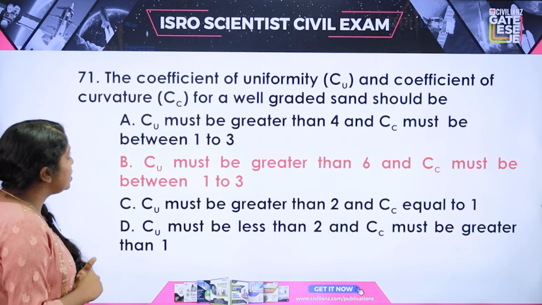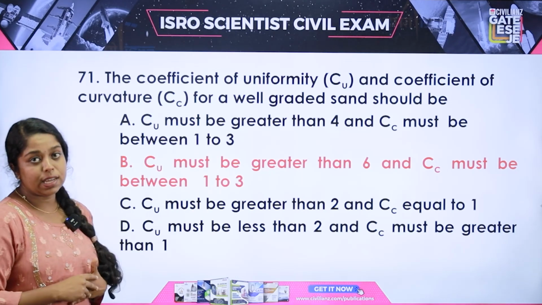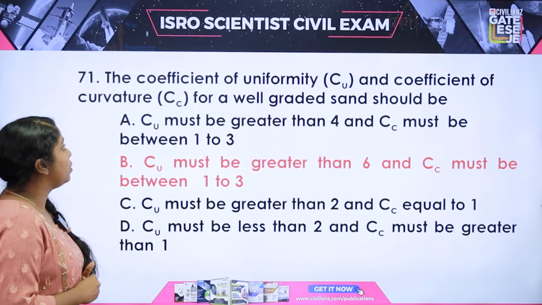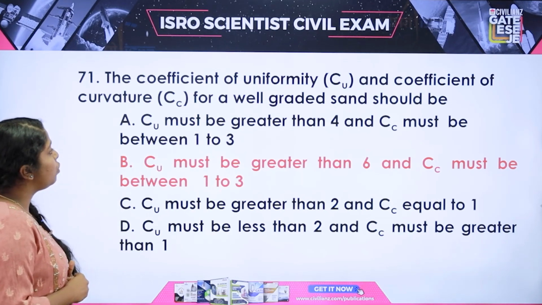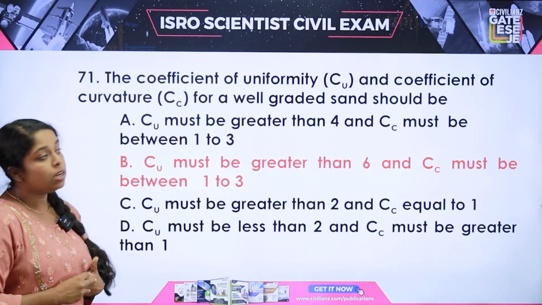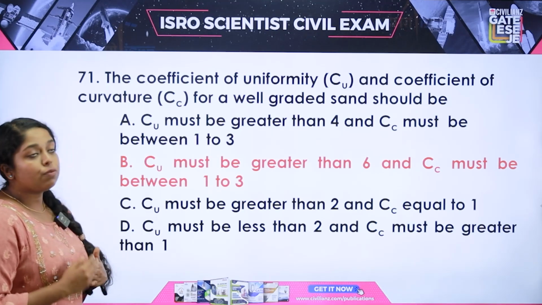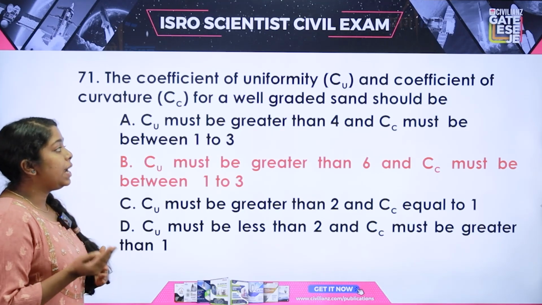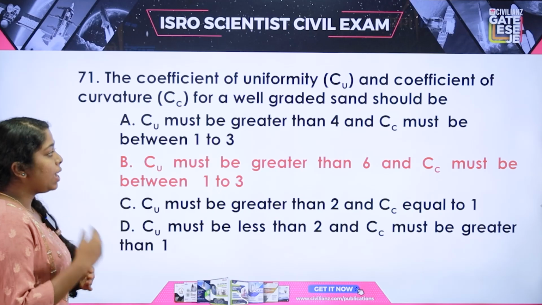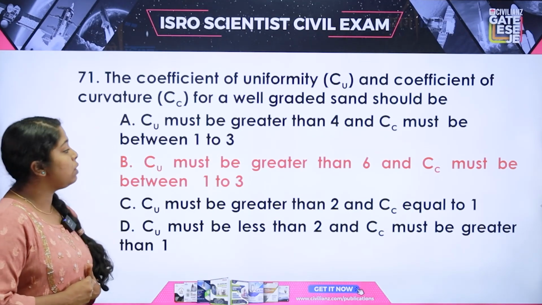Moving on to the 71st question, this is about the grading of sand, that is about grade distribution of soil. So, the coefficient of uniformity Cu and the coefficient of curvature for a well graded sand should be. From the particle distribution graph, we are able to find out the grading of a soil. So, while conducting that experiment, the value of Cu and Cc are crucial factors.